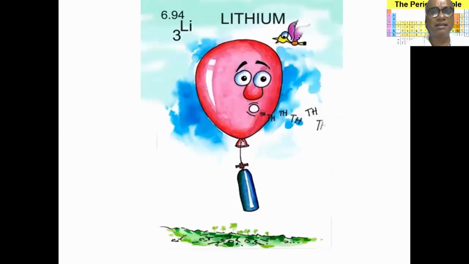Number 3 is lithium. You know very well that helium is a lighter gas, it floats up in the air. It is used in balloons. The helium balloon is lifting this entire cylinder, and it is floating in the sky. Because of the chillness in the atmosphere, it is not able to spell out the word lithium. The third element is lithium.